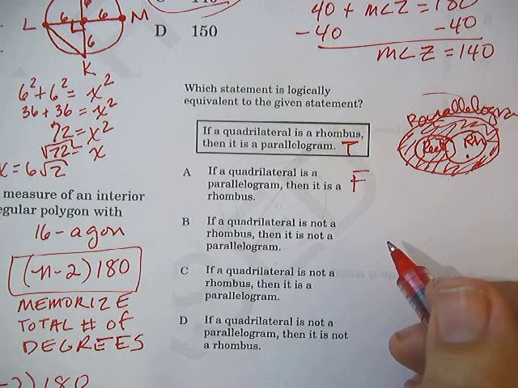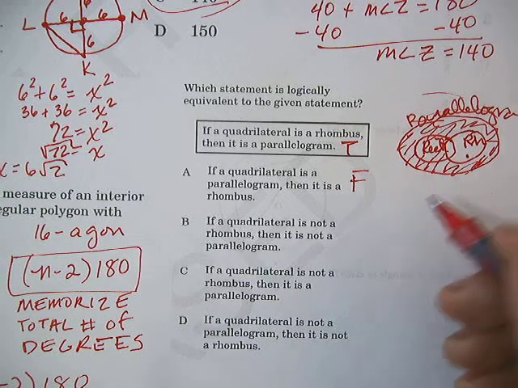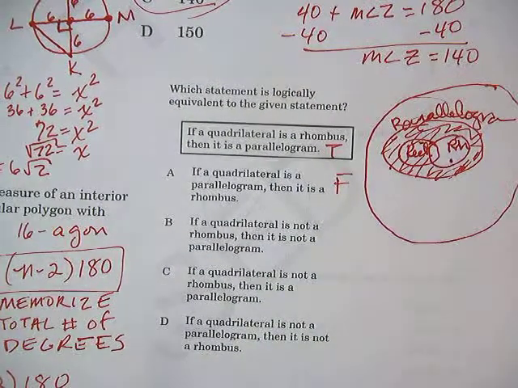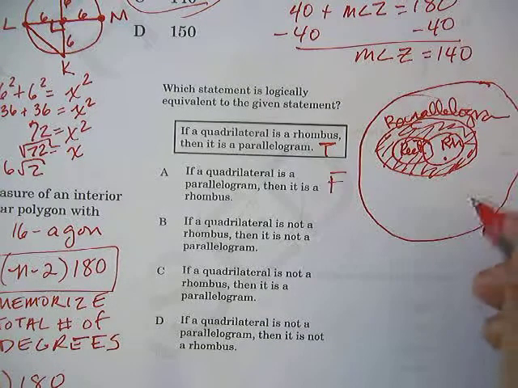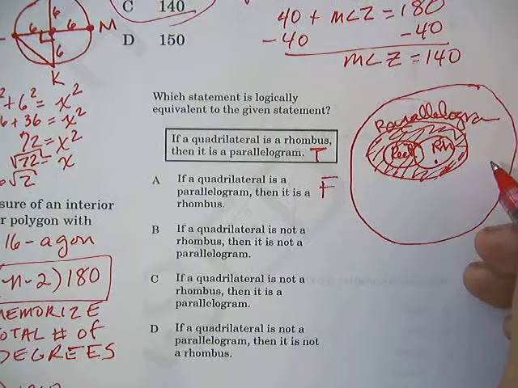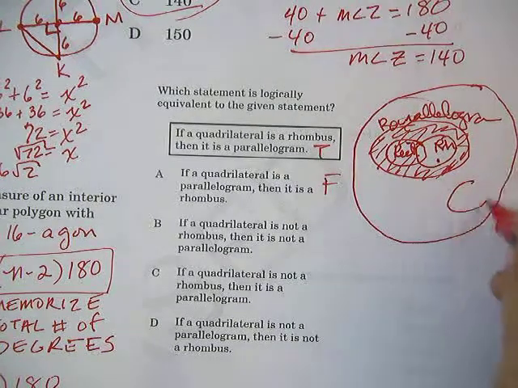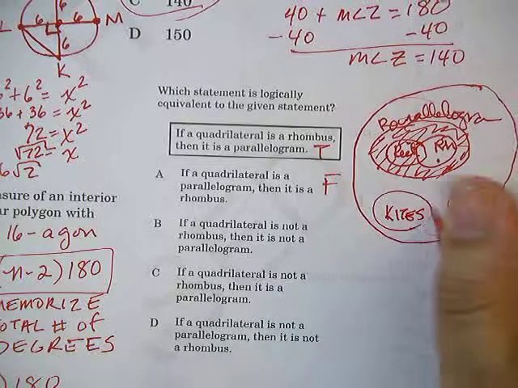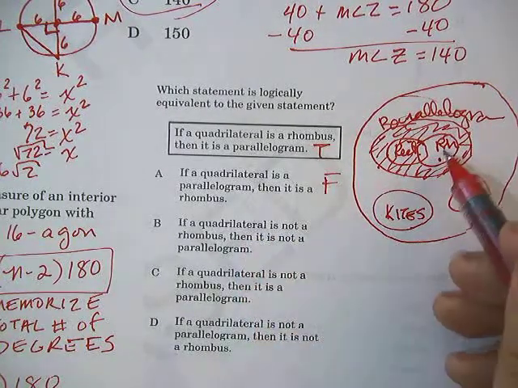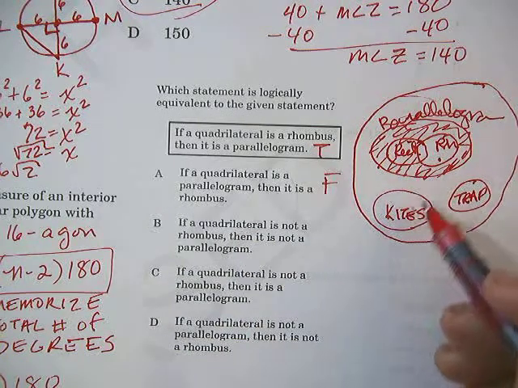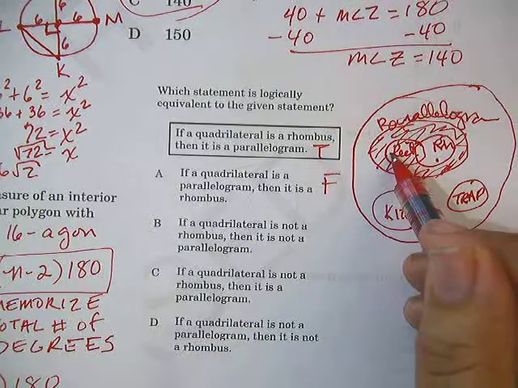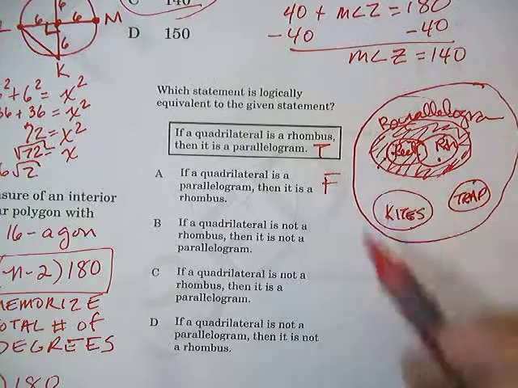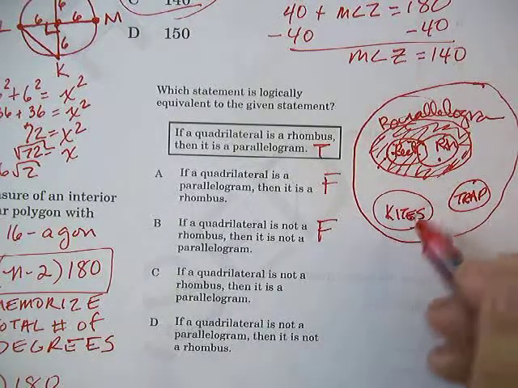If a quadrilateral is not a rhombus, then it is a parallelogram. Well, there's actually another group, even bigger. Parallelograms belong to quadrilaterals. And you could have just quadrilaterals that are not any special category. You can have trapezoids. You can have kites. And just because a quadrilateral is not a rhombus doesn't mean that it has to be one of these. It could be a rectangle. So if a quadrilateral is not a rhombus, it could still be a parallelogram. So this is false.